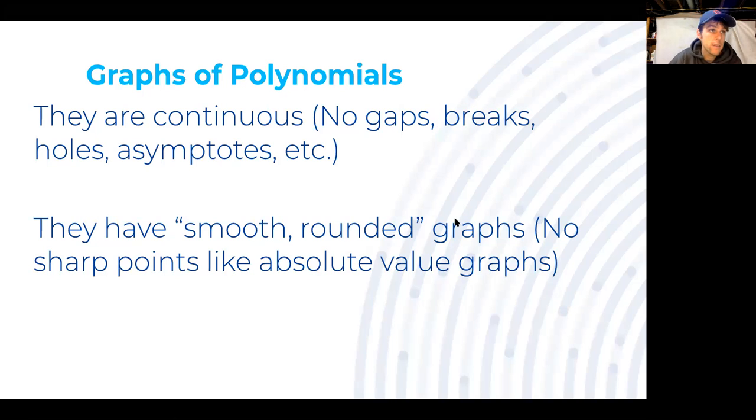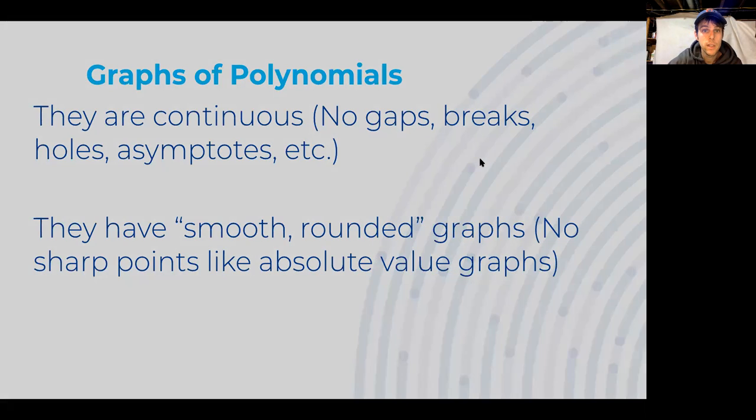or holes or asymptotes, any of those things going on. We can just follow them smoothly. If we trace it, there shouldn't be any point where we are not following along the graph. They have smooth, rounded graphs. They shouldn't have any sharp points like absolute values or other types of functions we might run into. Now, that might not be obvious when we graph them initially, but as we adjust the viewing window, we should be able to see that.